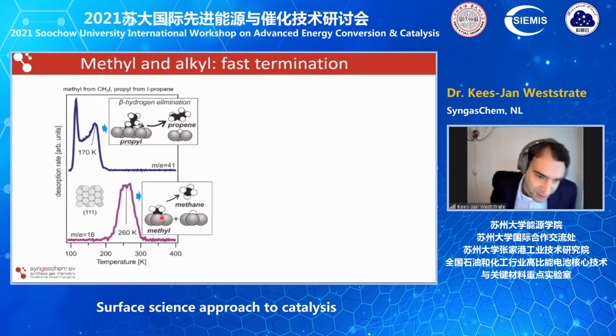The methyl species is a bit more stable. It will stay a little bit longer on the surface. Here we have methyl species together with hydrogen. What we see here at 260 Kelvin, a bit higher temperature, but still below room temperature, is that methyl will react with hydrogen and it will make methane.